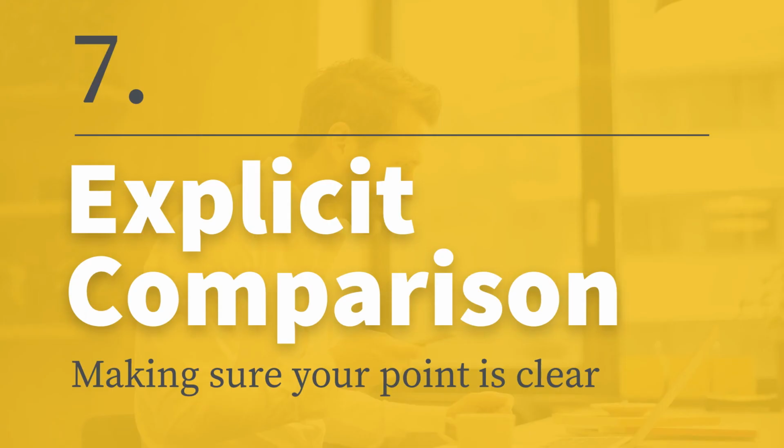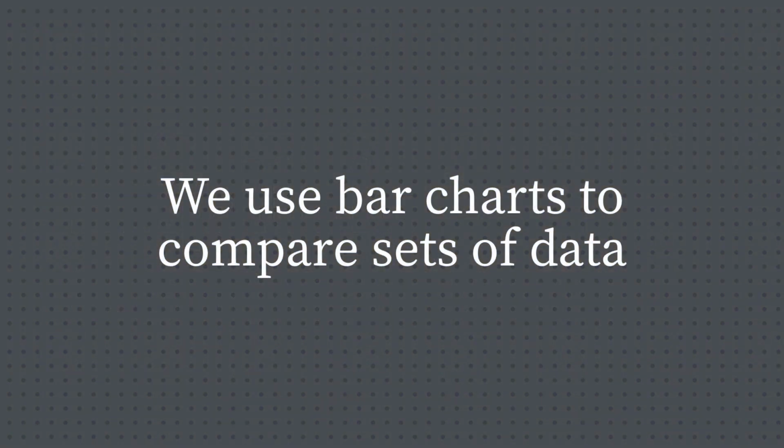So one last thing we want to look at before we finish is explicit comparison. We use bar charts because we want to compare different sets of data. So when we are writing about the chart, we need to make sure that those comparisons are very clear and very obvious for our readers.